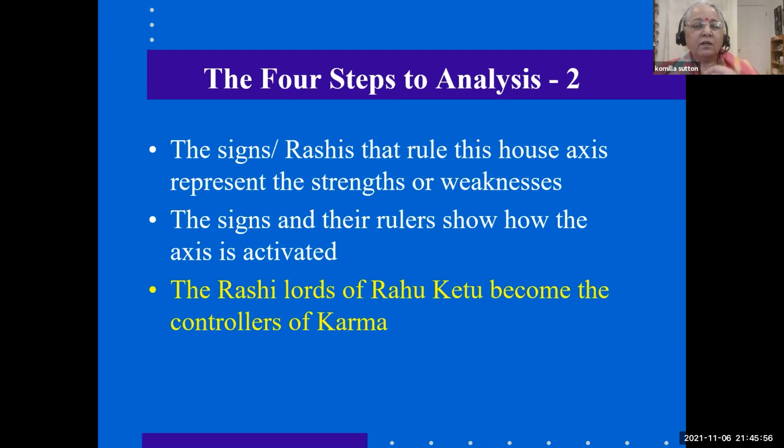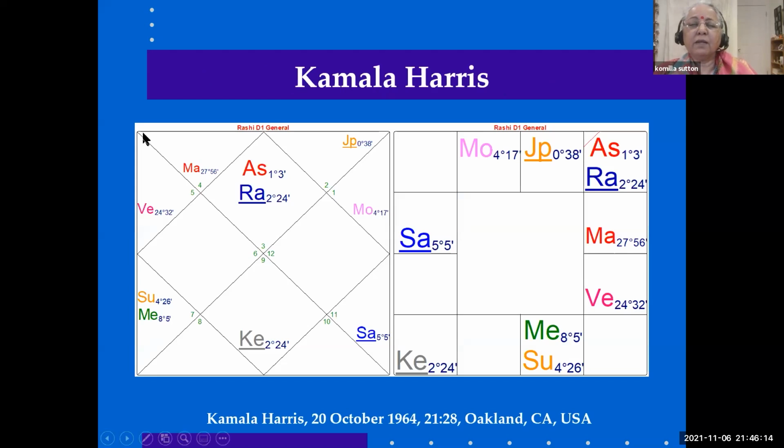If you are the owner of the snake, it's your responsibility, or you're the owner of any of the houses. So the lords of Rahu Ketu. And so the second aspect is the lords of Rahu Ketu. And in Kamala Harris's case, this is the Gemini and Sagittarius axis.